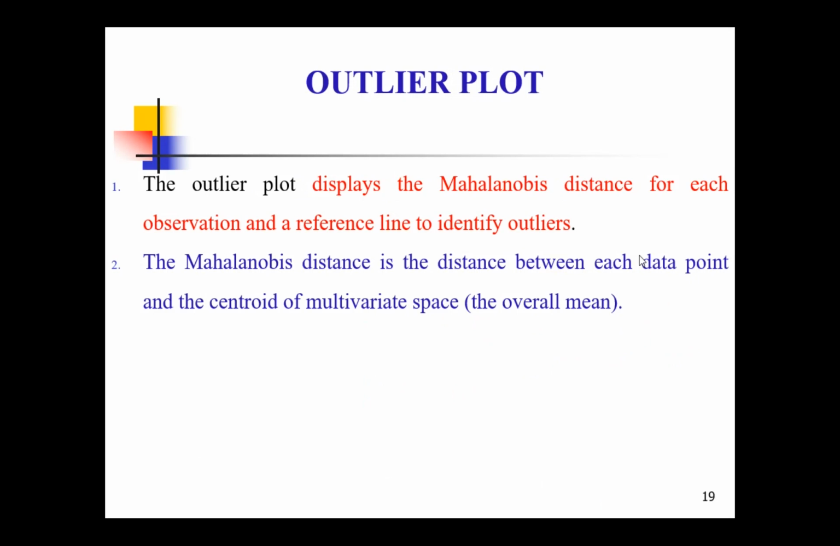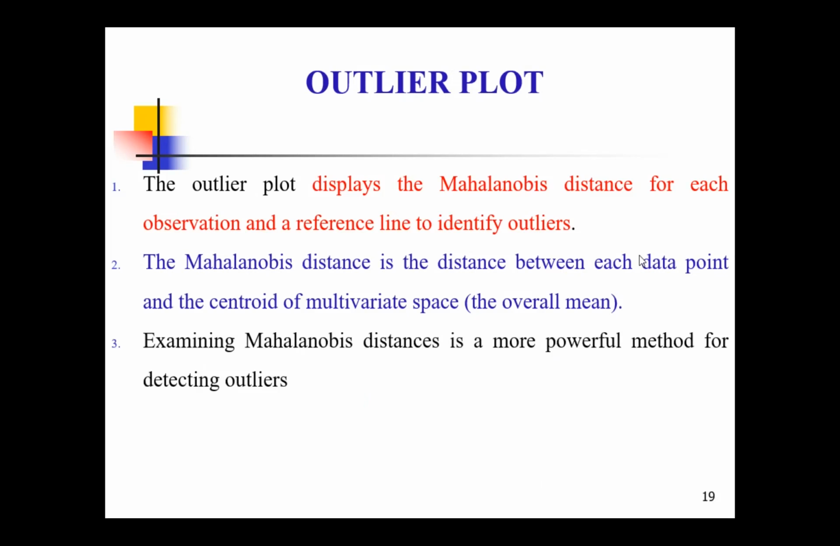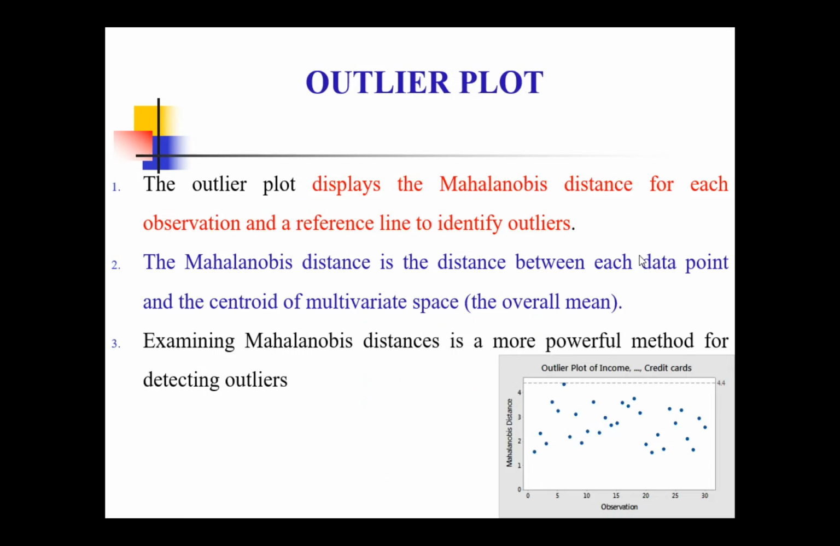The Mahalanobis distance is the distance between each data point and the centroid of the multivariate space, or the overall mean. So from the overall mean, how each data point is varying, or how much distance each data point is positioned, that we are going to determine by means of Mahalanobis distance. So the main purpose of this Mahalanobis distance is to identify the outliers.